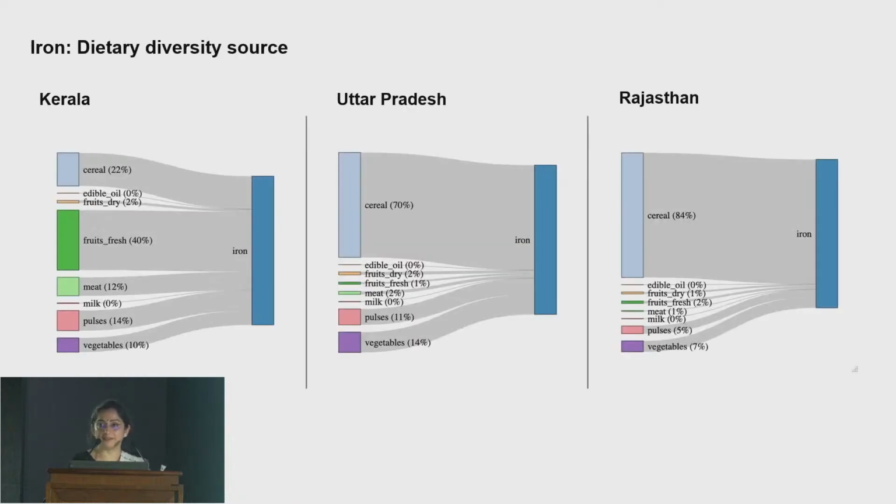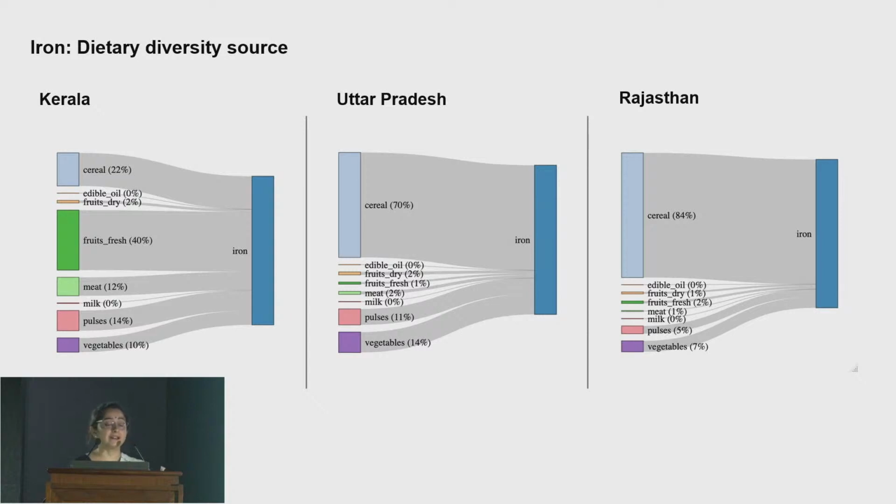How does this matter? I'm giving you an example of 3 states, Kerala, Uttar Pradesh and Rajasthan. What are the different sources of iron for people across states of India? This is looking at the dietary diversity source. In Kerala, 40% of the iron comes from fresh fruits, while in Uttar Pradesh, 70% of the iron comes from cereal, while in Rajasthan, 84% of iron comes from cereals. Do you see the variation in terms of sources of basic micronutrients? There is a great degree of variation.